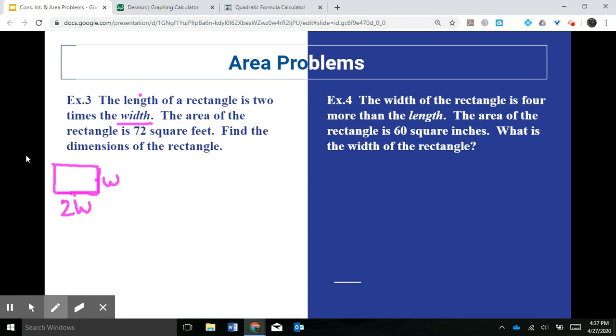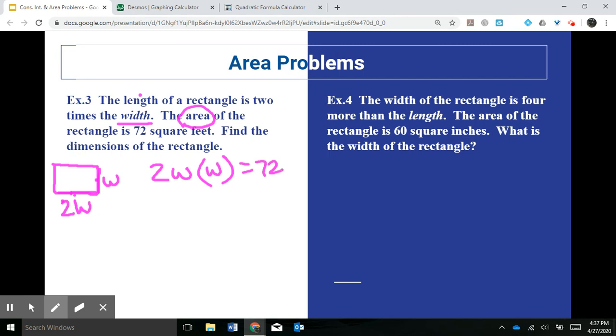Now I can do what the problem tells me to do. It says the area of the rectangle is 72 feet squared. Go back to elementary school, middle school. Area is length times width. So I'm going to say length times width, 72.